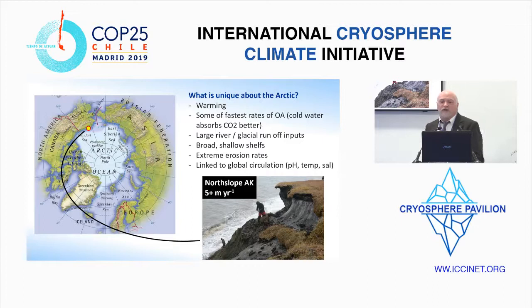We have very broad, shallow shelves in the Arctic, and this has implications, as Bronte was just mentioning, with the saturation state moving up and down in the waters in response to circulation patterns. So different water masses, warmer water masses moving into one side of the Arctic and then descending through the other outlet. We have extreme erosion rates in the Arctic. In many places, for example, in Alaska, erosion rates are typically 5 meters a year and go as high as 10 meters a year. I have one photo here from some of the work that we've been doing on the North Slope, Alaska, where we're trying to look at the carbon and nitrogen flux related to these really extreme erosion events. And then this last point, again, linked to global circulation. As these waters mix into the Arctic, they're bringing different pH waters, different salinity, different temperature waters, and all of these have an implication to the pH change in the Arctic.